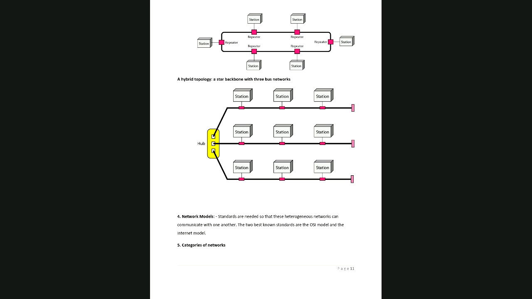Next is your ring topology, where you have six stations which are connected by using repeaters. Each station is connected to the right and the left side by using a point-to-point link, and the data travels only in one direction. The last one is your hybrid topology, a star backbone with three bus networks, where you have bus topologies connected via a star hub. So this is your hybrid topology.